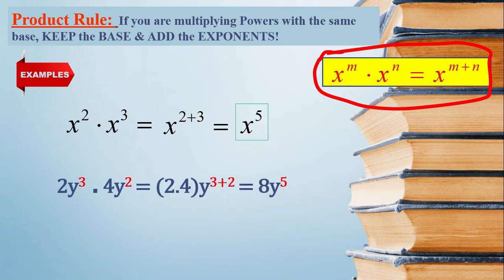Paano pag ganito? 2y raised to 3 times 4y raised to 2. So, kapag ganito, ang gagawin lang natin ay i-multiply lang natin yung dalawang number, 2 times 4. Tapos, ano yung variable dyan? Yung y. Yung magkaparehas ang base ay yung y raised to 3 at saka yung y raised to 2. Anong gagawin natin kapag magkaparehas ang base? Copy lang yung base, tapos i-add natin ang exponent. So, 2 times 4, that becomes 8. And then, copy lang yung base, which is y, and then add the exponent.